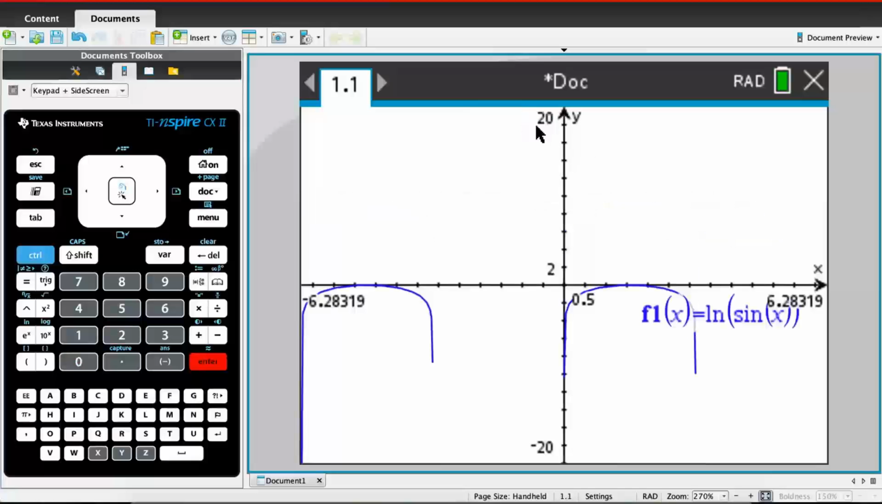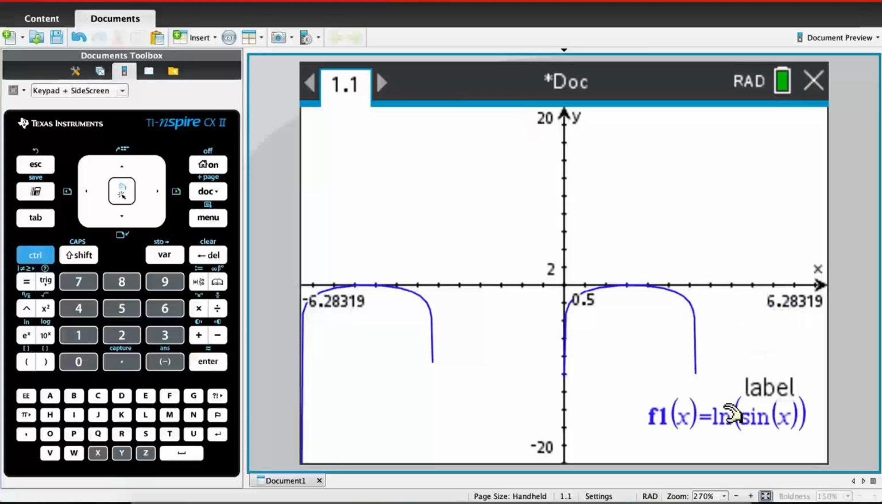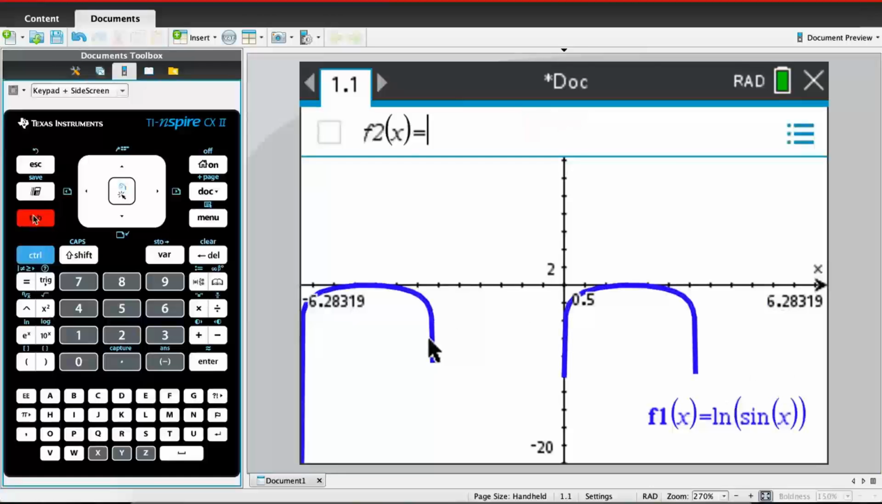So it looks pretty much to me like there is a vertical asymptote at minus 2 pi, another one at minus pi, at 0, and at pi. So this graph is my original function. What I need to do now is look at my derivative function. So hit tab to add a new graph. Now, because I want to connect these two, I want to find the derivative of my graph of f1.